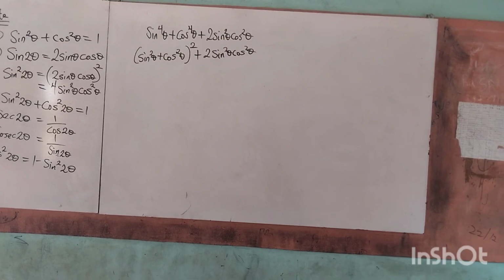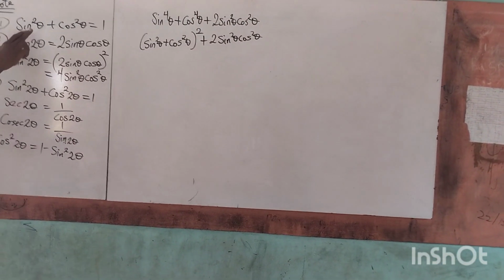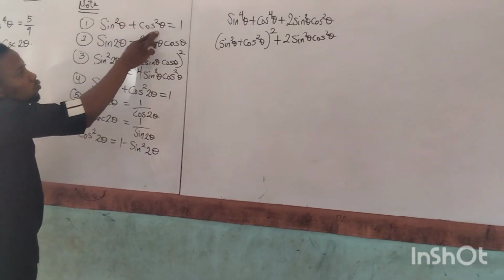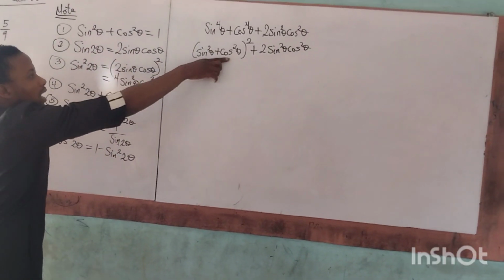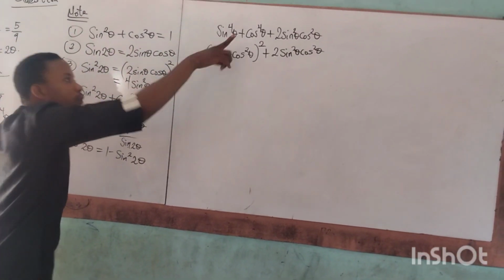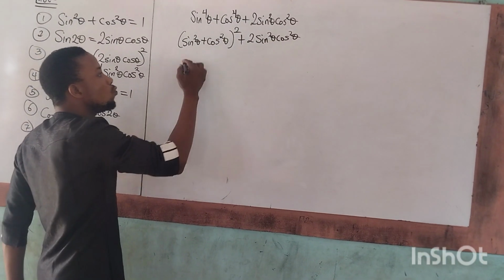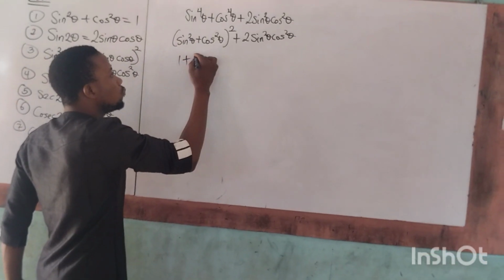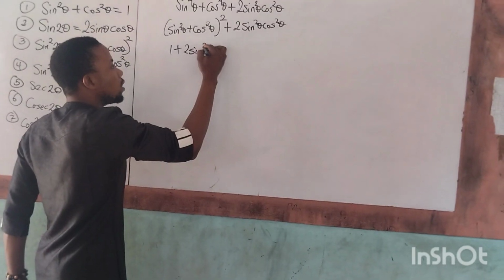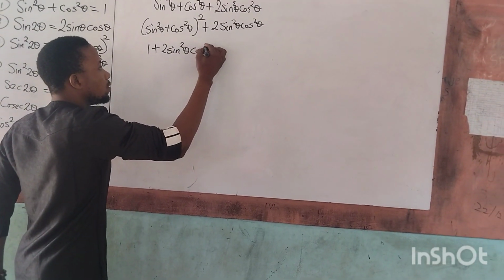Now, if you look at it very well, you will note that sine square theta plus cos square theta, which is equal to 1, is the same thing as this. I can put 1 here. 1 raised to power 2 will give me 1 plus 2 sine square theta cos square theta.